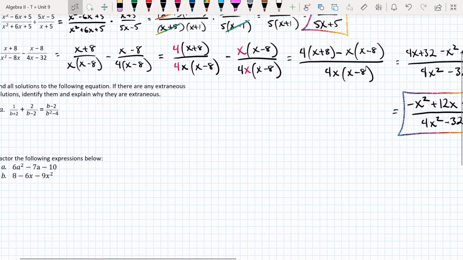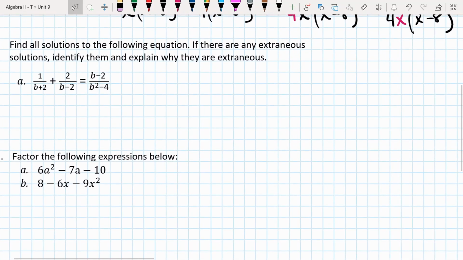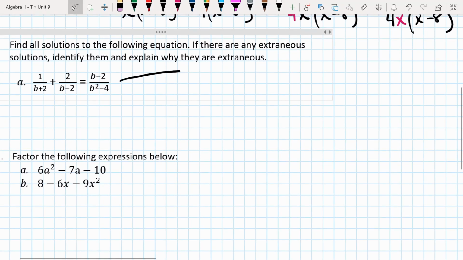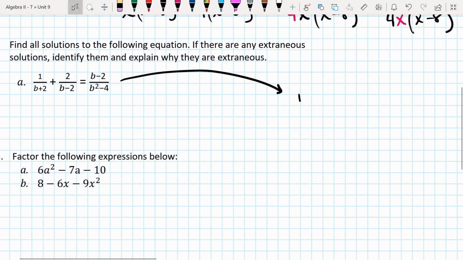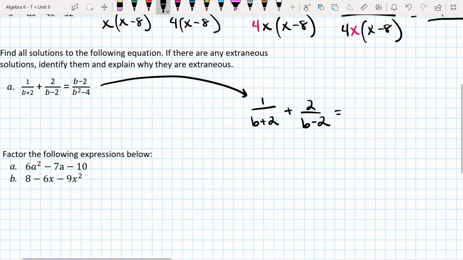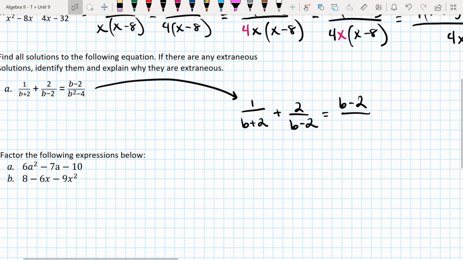What we also need to be able to do is solve rational equations. So far we've just been dealing with rational expressions. Now let's deal with a rational equation. If we have the following equation here, the trick behind solving a rational equation is we're going to look at the denominators. In this case, b plus 2 and b minus 2 are both factors of this last term, so there's a trick we can use here. And that trick is to multiply everything by b squared minus 4.